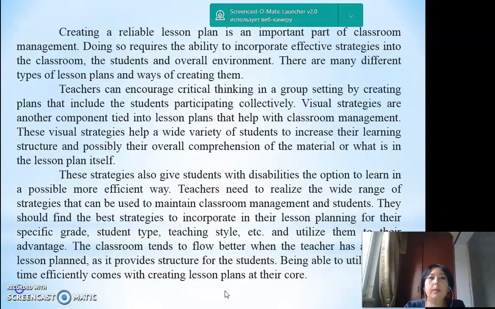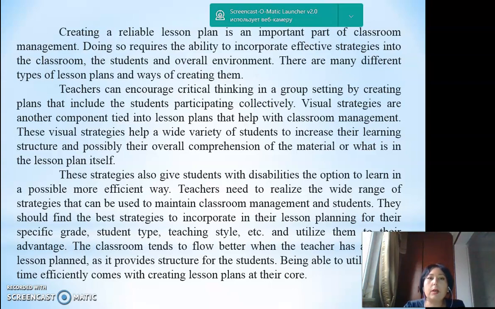Assessment. Creating a reliable lesson plan is an important part of classroom management. Doing so requires the ability to incorporate effective strategies into the classroom, the students, and the overall environment. There are many different types of lesson plans and ways of creating them. Teachers can encourage critical thinking in a group setting by creating plans that include the students participating collectively.